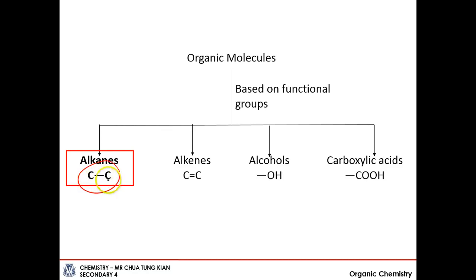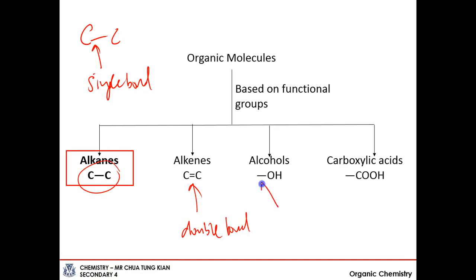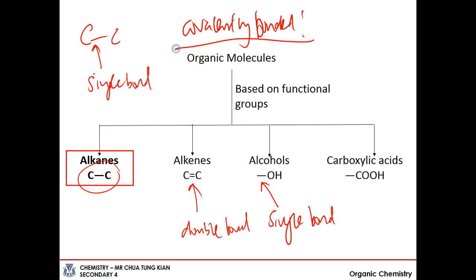This C single bond C, this line here represents a single bond. So this line here represents a double bond. This line here represents a single bond, single covalent bond. All these are covalently bonded. Right, so we touch on the alkanes first.